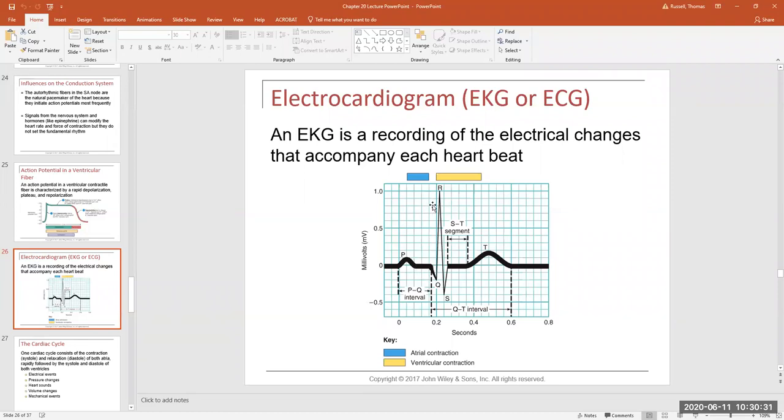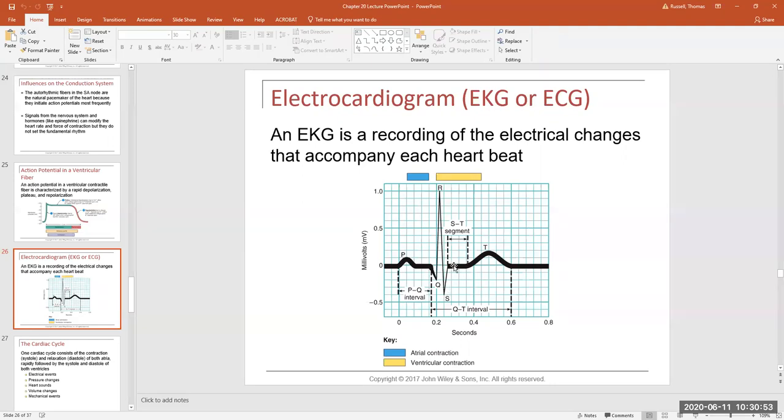Now, the QRS complex is a series of three waves. It's called the complex. There's a Q wave, R wave, and S wave. The QRS complex represents the fact that the ventricles are depolarized and then they contract. So just after depolarization, the chambers will contract.